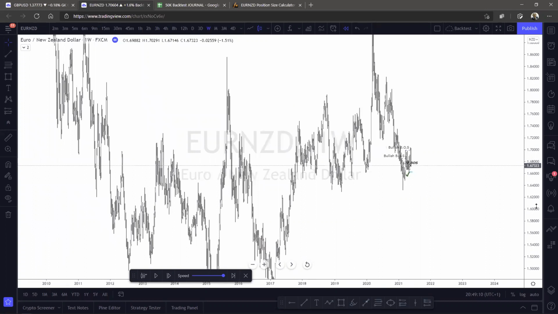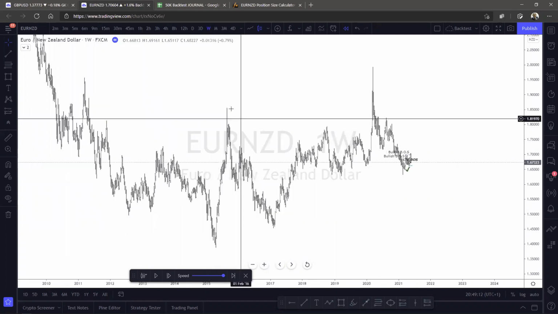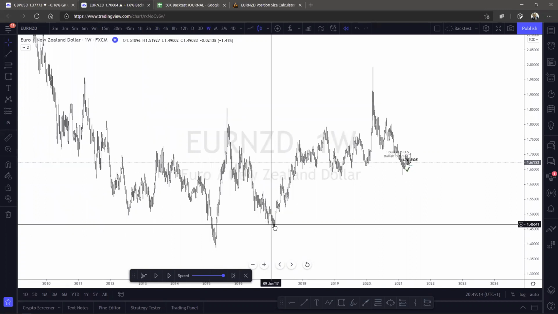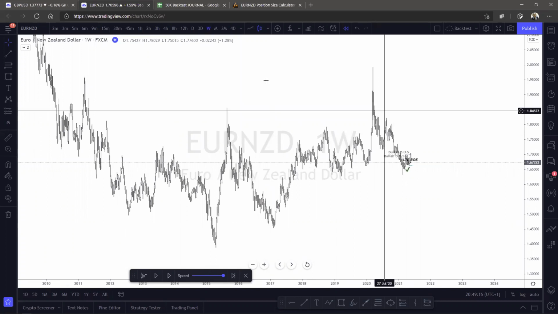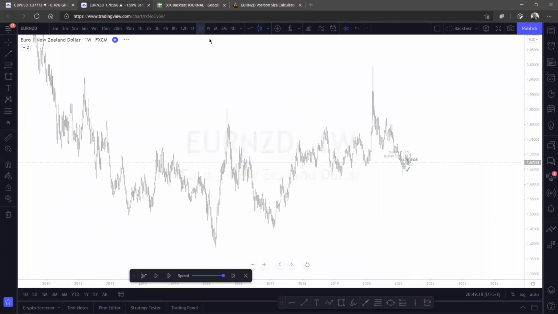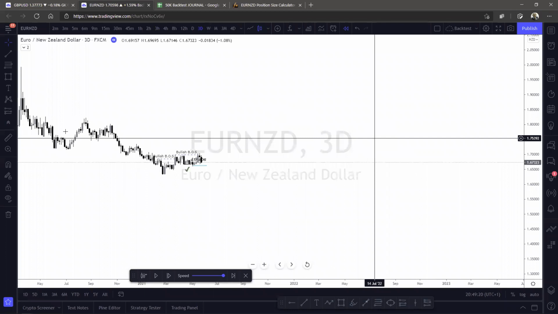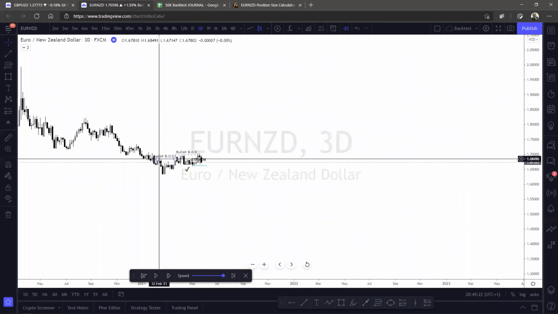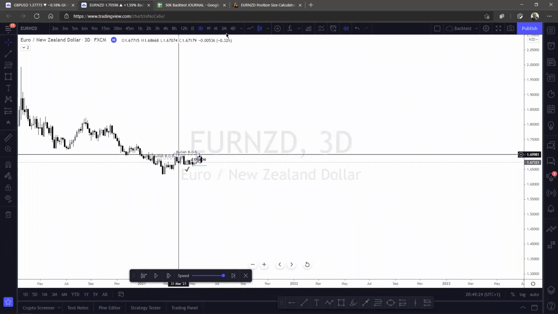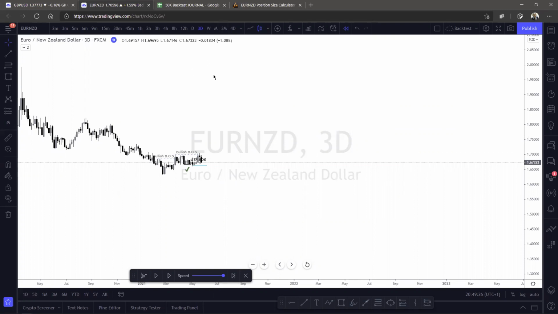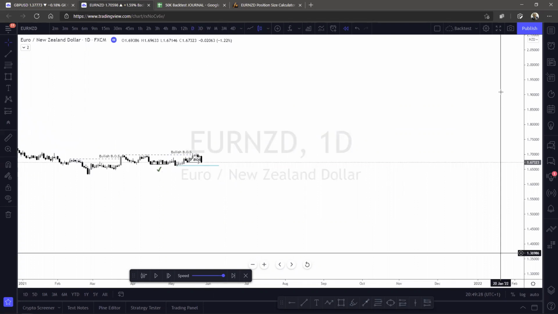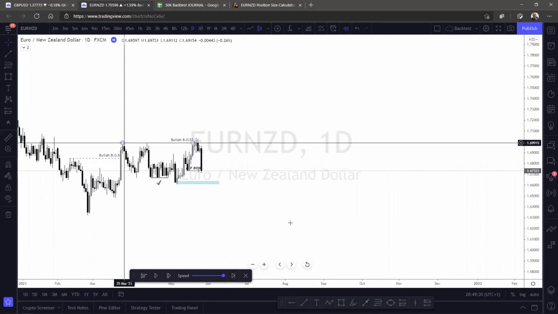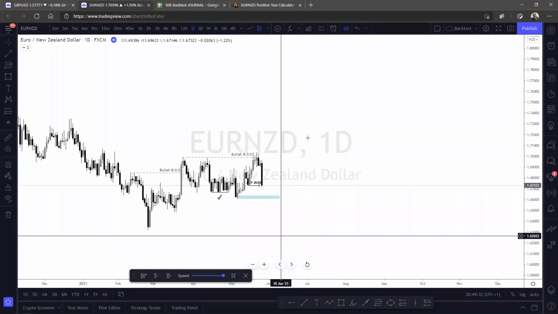Okay, even if we look at this, low, high, higher, high, higher, low. And then when we look at this, so this was the retracement, but we broke that lower high. We made a higher high. So weekly we're bullish. Daily, low, high, higher, high. Daily we're bullish.